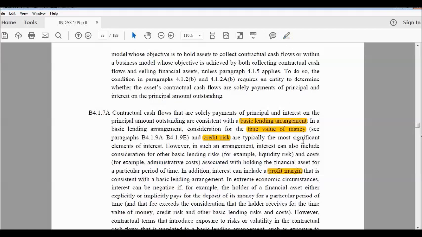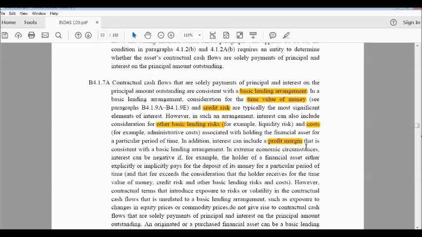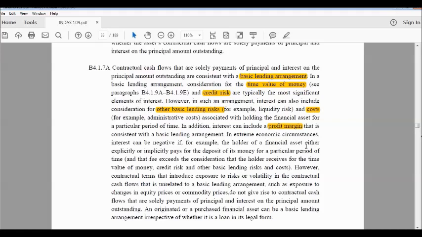So this is just like what we saw in the previous paragraph: the interest component includes the time value of money plus credit risk plus other basic lending risk plus cost plus profit margin. So these are the 5 components of interest. If these components are included in the interest, then we can say okay, that is the interest component. But if there is another component which is not related to these 5 components, then we can say those cash flows are not the payment of interest and principal.